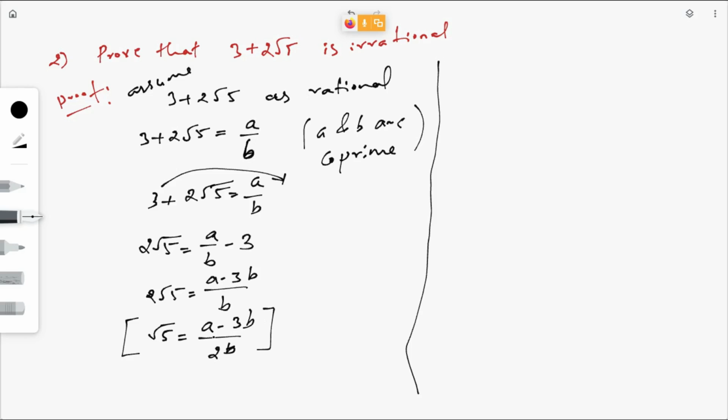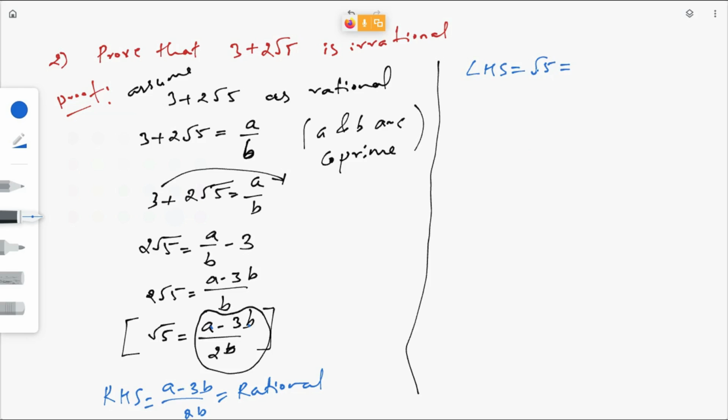Fine. So if a and b are integers, what about this expression? Definitely this one will be rational, right? Because, see here, a minus 3b divided by 2b, as a and b are integers, will be definitely some rational number. Yes or no? A minus 3b divided by 2b is a rational number. That is my RHS. What about LHS? LHS is root 5.